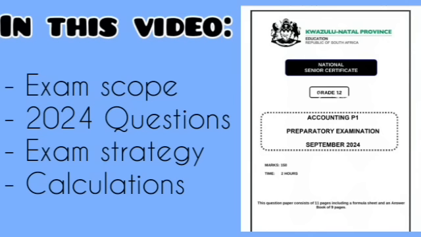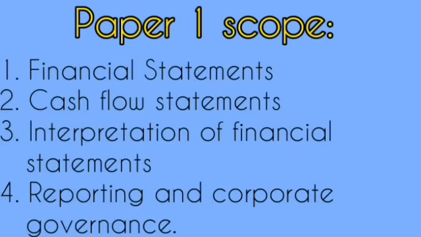and we are also going to look at how to do some calculations that are known to be quite challenging when it comes to the whole paper. So let's look at the full overview of what our scope is. Your biggest question will be on financial statements, and then the second biggest question on your paper will be the question on cash flow statements. Then you're also going to have interpretation of financial statements, and the last question will be on reporting and corporate governance.